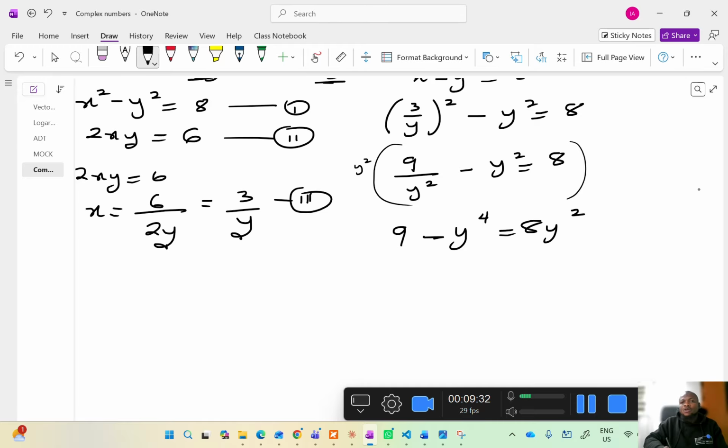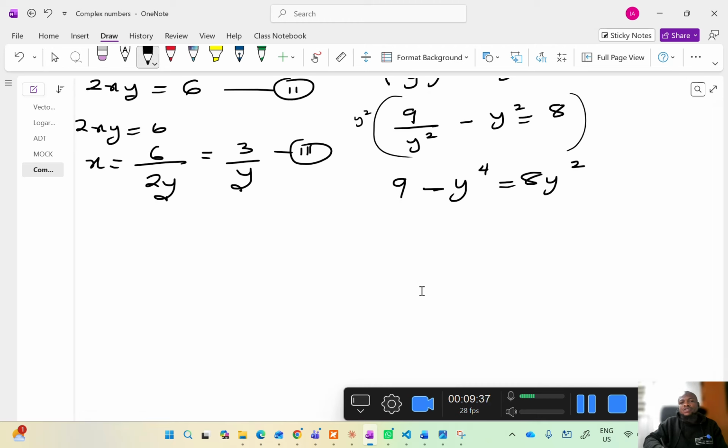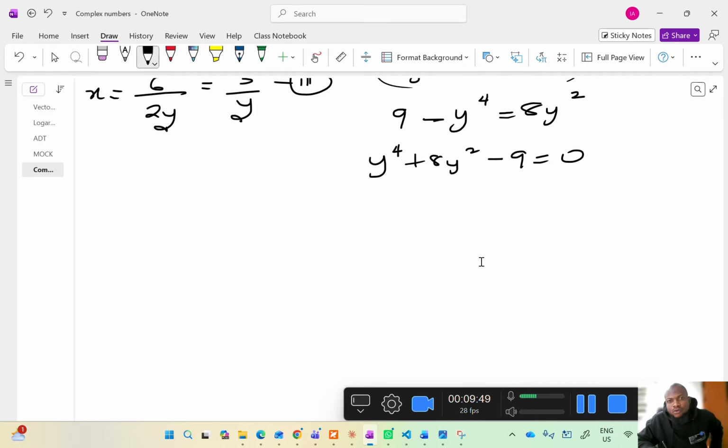Okay, when you multiply all through by y squared, at the end of the day, when you take everything to the right hand side, it becomes y raised to power 4 plus 8y squared minus 9 is equal to 0. So don't panic when you get to this point of y raised to power 4. It is easy to solve with quadratic equations, isn't it? So you can split this down to a quadratic equation.